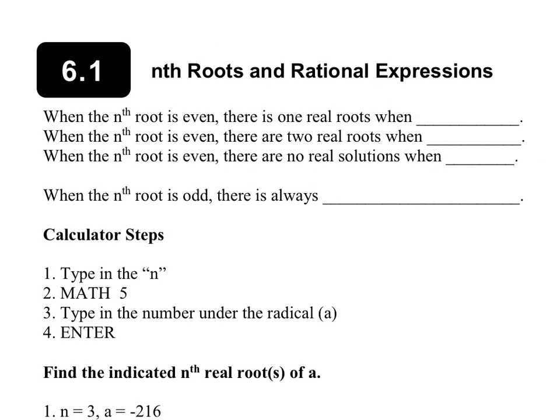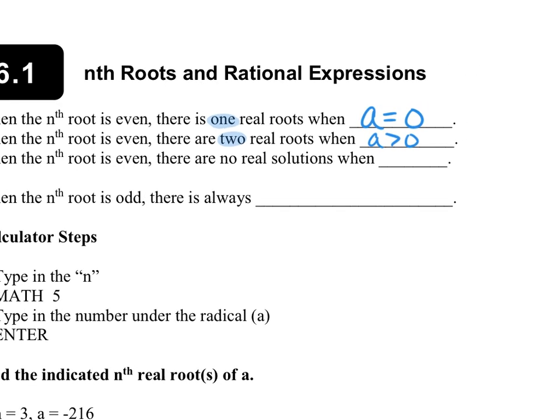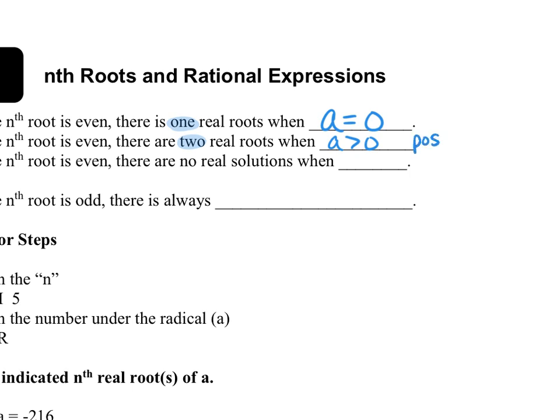As a quick review, when the nth root is even is the one that has the rules. There is one real root when the a value is equal to 0. It's 0. The answer is 0. When the nth root is even, there are two real answers when the a value is positive, which means it's greater than 0. But we'll go ahead and write the word positive there because I feel like that's easier to understand. And when the nth root is even, there are no real solutions. That would be what you answer when a is less than 0, aka a negative number.